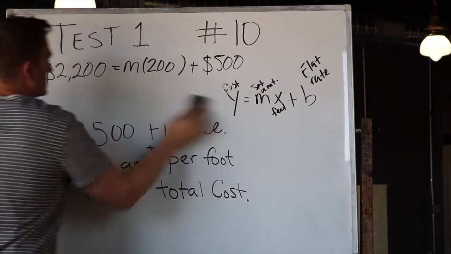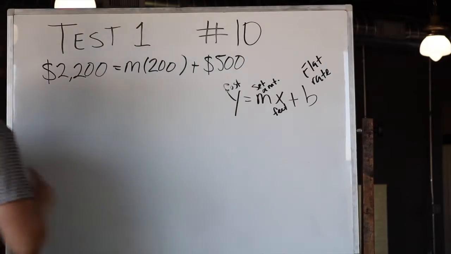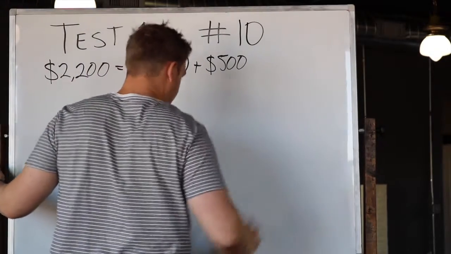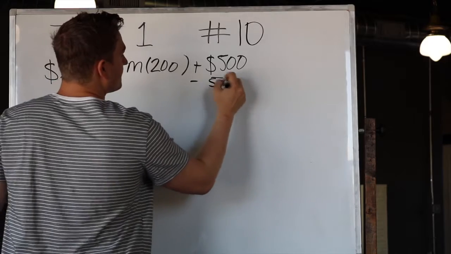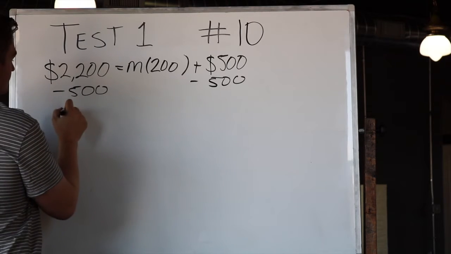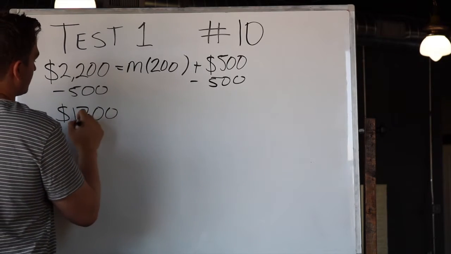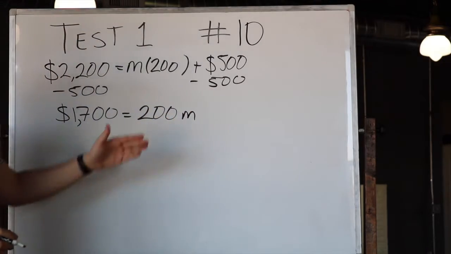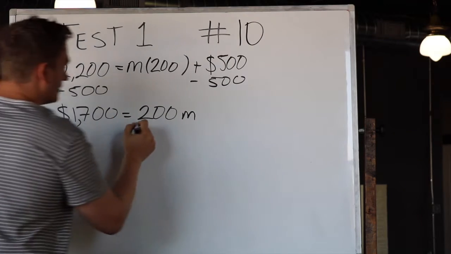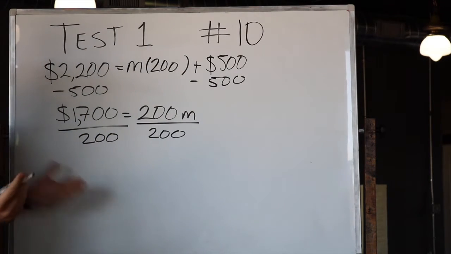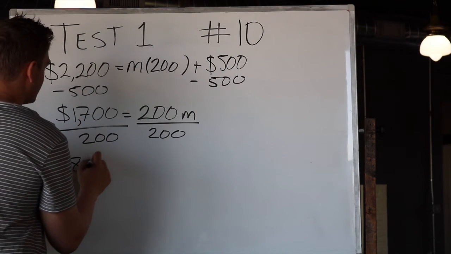I'm going to go ahead and erase step 2 down here. So we want to solve for m. The first thing that we will do is subtract 500 from both sides. When you subtract 500 from 2,200, you'll get $1,700 over here, equals 200 feet of fencing times the amount per foot. Now we'll divide both sides by 200. And you can do this in your calculator pretty easily. 1,700 divided by 200 is 8.5.